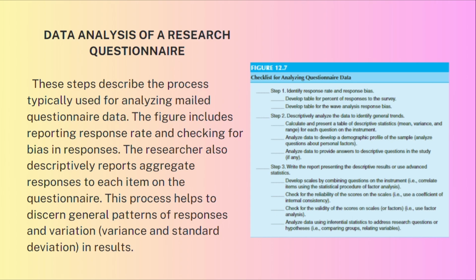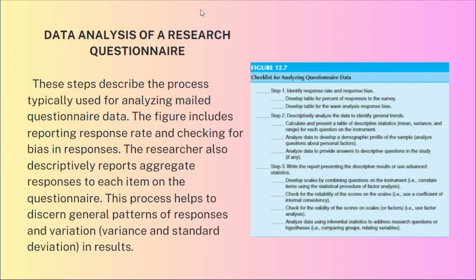Then, data analysis of a research questionnaire. These steps describe the process typically used for analyzing mailed questionnaire data. The figure includes reporting response rate and checking for bias in responses. The researcher also descriptively reports aggregate responses to each item on the questionnaire. After you send the cover letter and your questionnaire to the participants and they reply, you analyze their answers, because this process helps to discern general patterns of responses and variation in results.